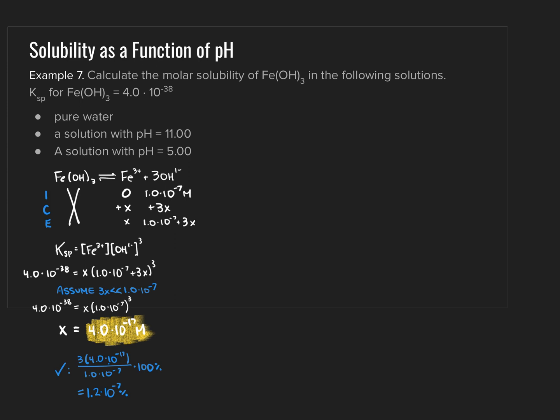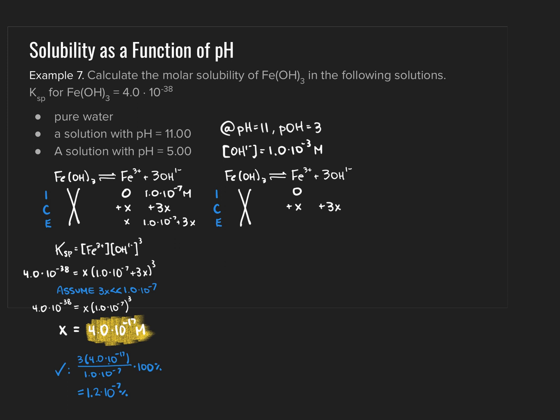Let's see how this is going to change if we change the solution to a basic solution where the pH is 11. Now, everything we did in terms of setting up our ICE table is going to be exactly the same in this situation, so I'm just going to copy this and bring it down here. But recognize that I now have a different concentration of hydroxide ions in the initial solution due to our new pH. At a pH of 11, the pOH of the solution would be 14 minus that value, for a pOH of 3, implying a concentration of hydroxide ions in this solution of 1.0 times 10 to the negative 3rd molar.